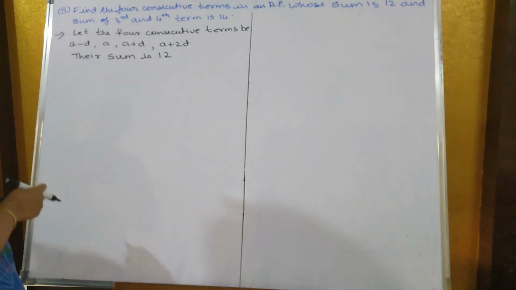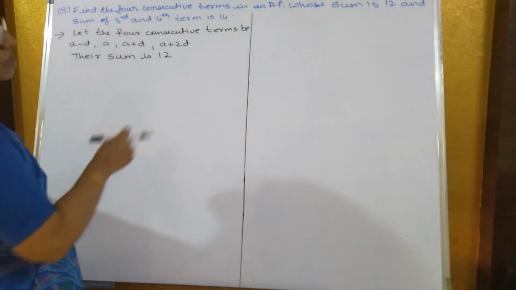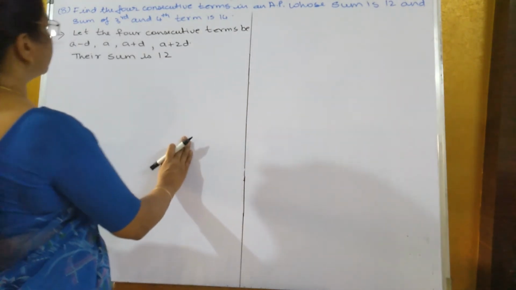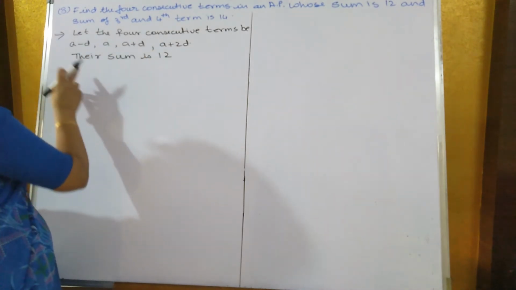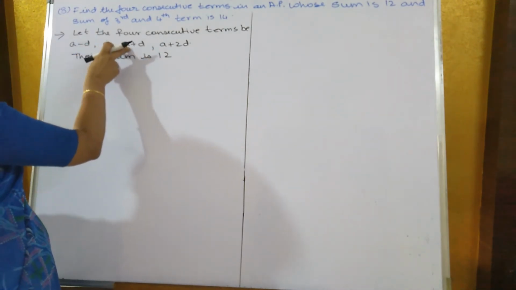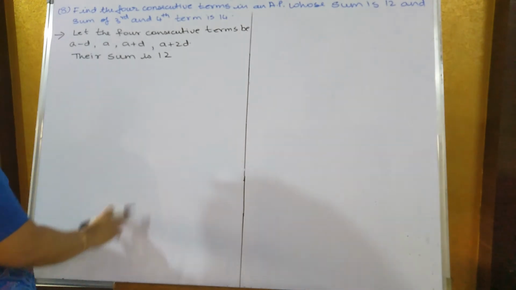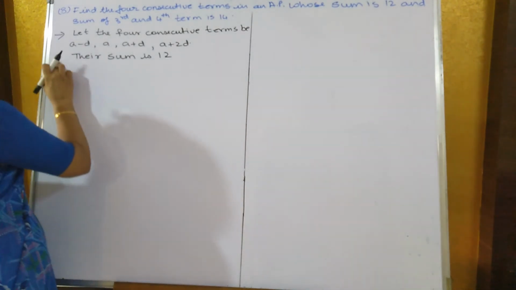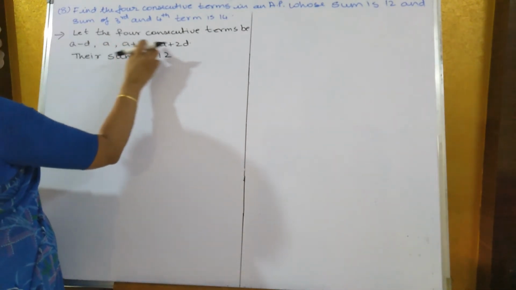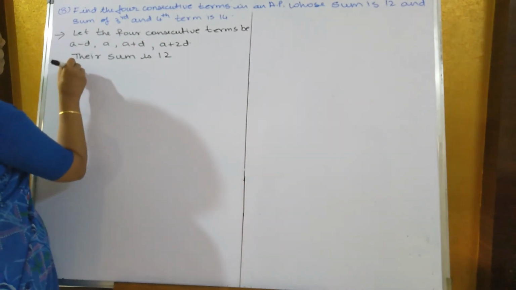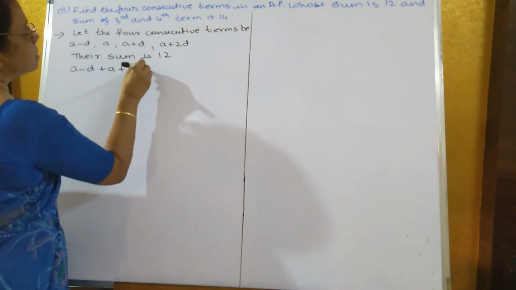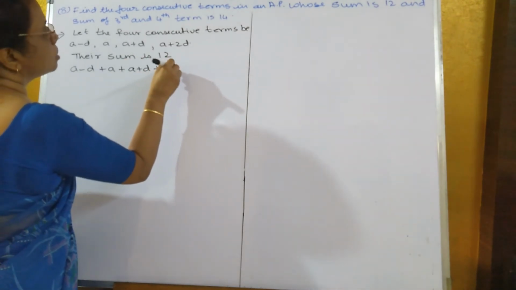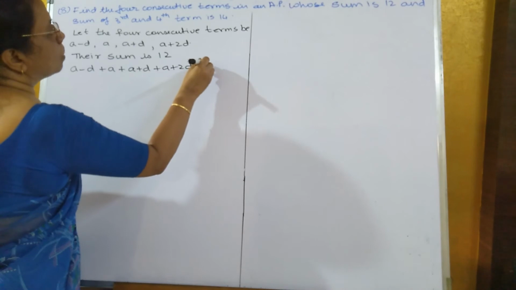Now the eighth sum, find the four consecutive terms in an AP whose sum is 12 and the sum of the third and the fourth term is 14. So let the four consecutive terms be A minus D, A plus D and A plus 2D, as we had discussed before. Now they have given their sum is 12. So when you add all this, you should get 12. So A minus D plus A plus D plus A plus 2D should be equal to 12.